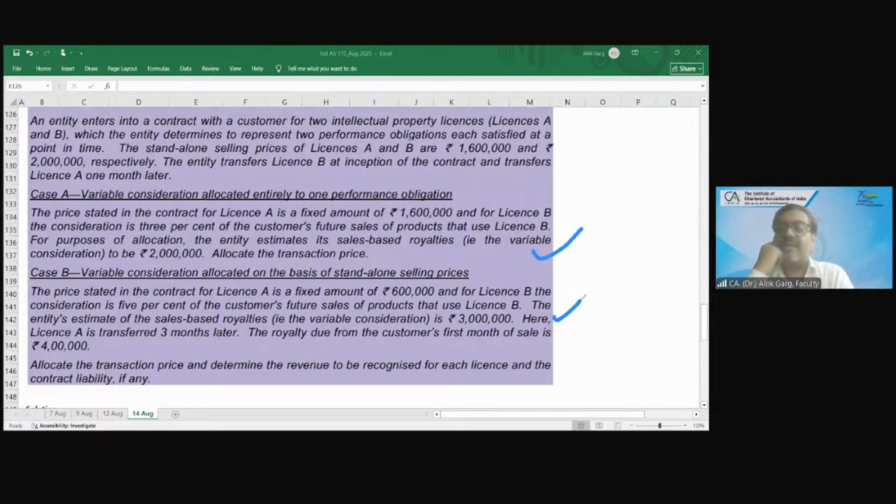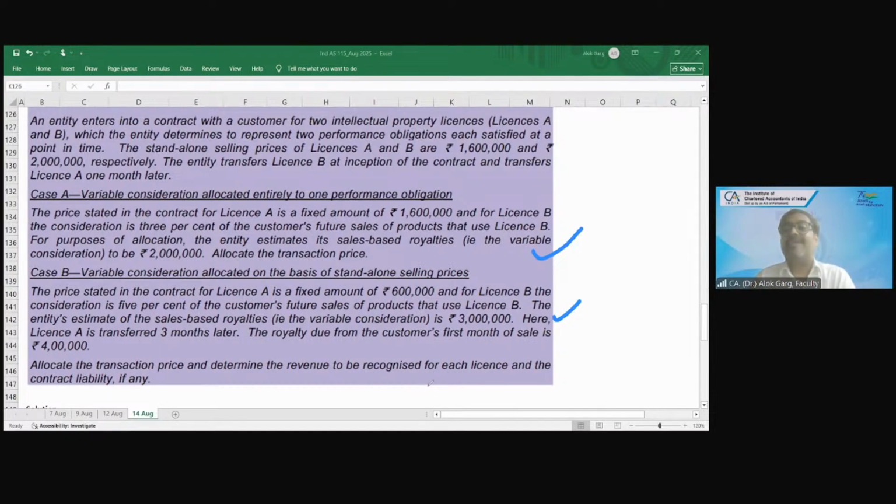But the money collected from this contract is equivalent to the standalone selling price. So don't you think that in this contract there is a nexus, and this variable consideration should be allocated to all the performance obligations? Yes. So this is what you need to interpret from the question, right? And if required, you can write this as an assumption also.